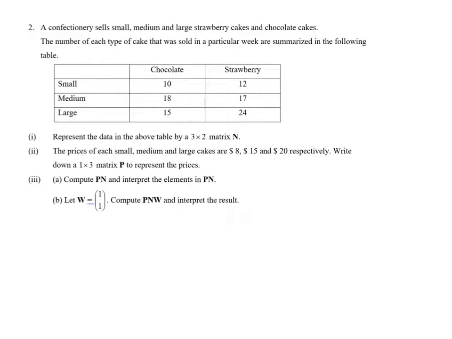Question number 2. A confectionery sells small, medium, large strawberry cakes and chocolate cakes. The number of each type of cake that was sold in a particular week is summarized in this data. Represent the data in the table by a 3 by 2 matrix N. So in this case, we will have the matrix N, 3 by 2. The 3 rows will be small, medium, and large. Then the 2 columns will be chocolate and strawberry. So we will have our answers accordingly.